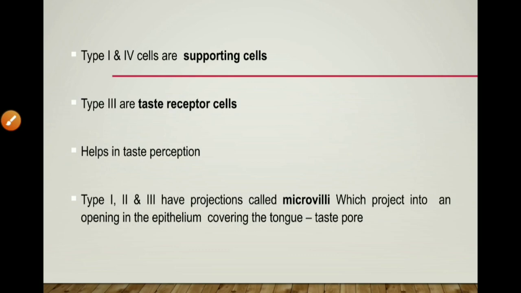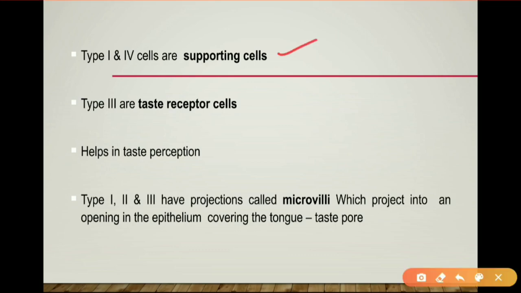Type 1 and 4 are the supporting cells, whereas type 3 are the taste receptor cells and help in taste perception, whereas type 1, 2 and 3 have projections called microvilli, which project into an opening in the epithelium covering the tongue, which is called a taste pore.